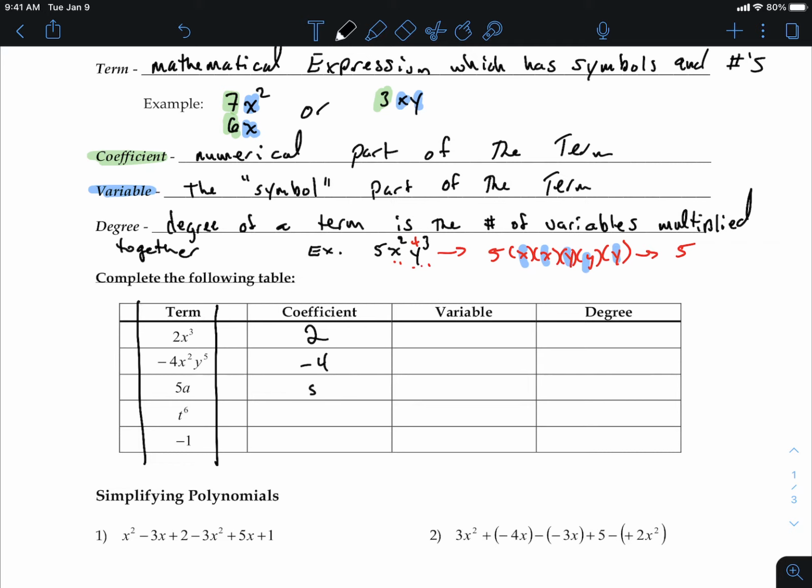The coefficient in the next one's 5. This one's kind of tricky, but what if you don't ever see anything in front of a letter or a variable? What does that imply? That's 1. So there's a 1 out front on this one. And then the last one, what's the coefficient? This one's just a constant. It's called a constant because you can't multiply it by anything, because there's no variable there. So it's always going to be -1. It's called a constant, but it is still a term.